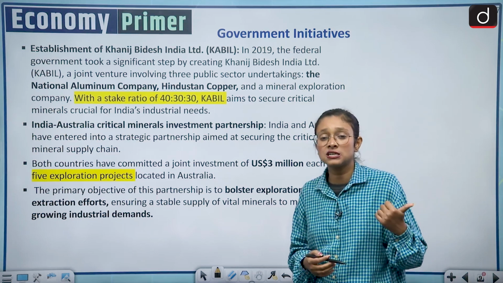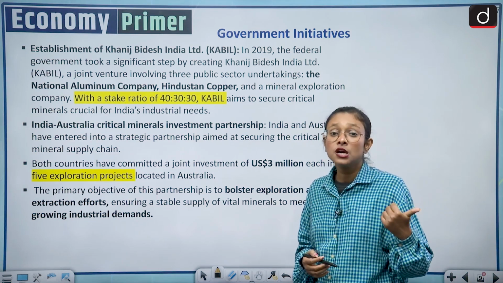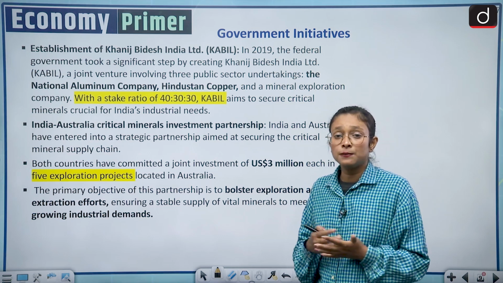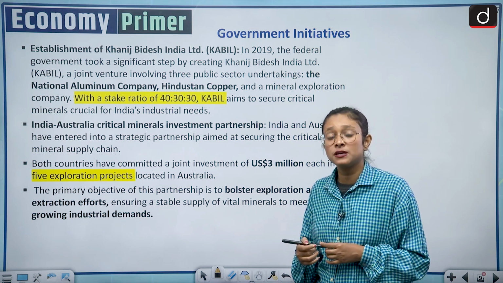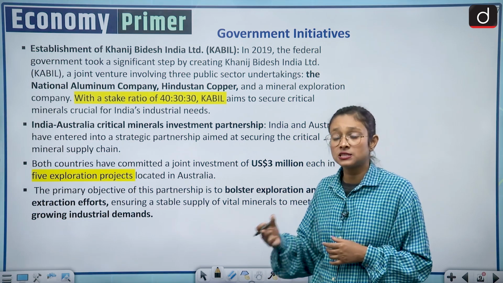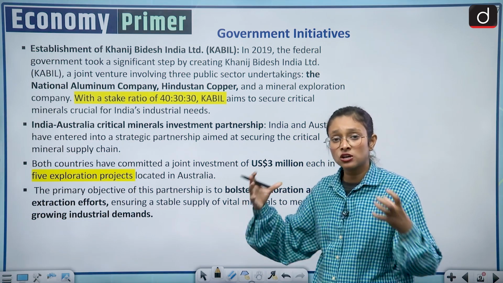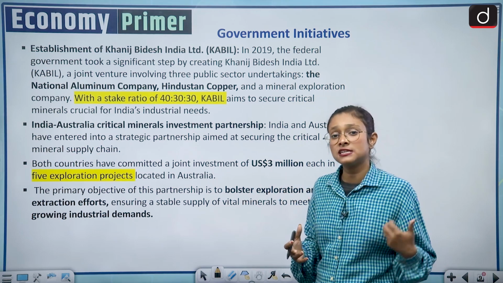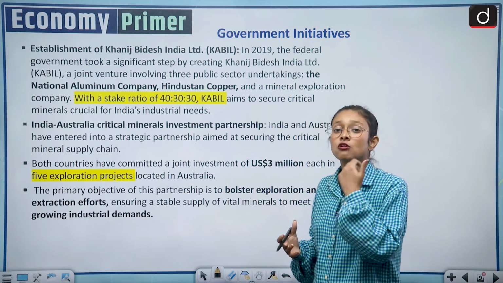So moving to the next slide: what are the government initiatives regarding this? We already discussed how crucial they are for the economy, because they are not just helping in technology, they are also helping in cleaner technology, telecommunication, the defense and military sectors, and everything is correlated with the economy. And if all these sectors boom, then definitely the economy will also boom.